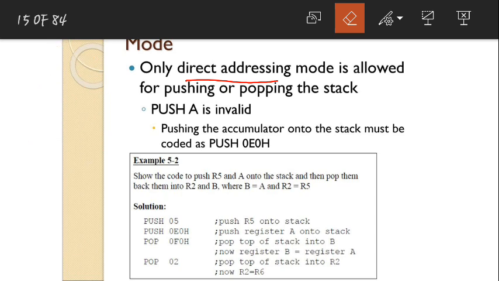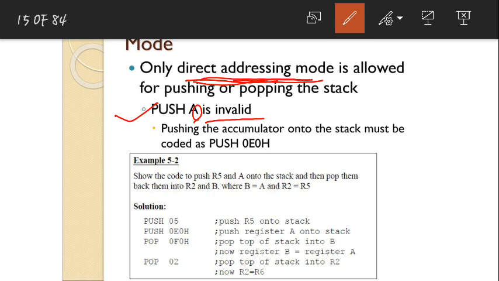See here he has written push A. PUSH is the instruction, and A is an 8-bit register, and he said this is invalid. Why is this invalid? I just mentioned that in the stack pointer register we always use direct addressing mode only. What is direct addressing mode? You can't use the register. Direct addressing mode means you should access it by its address, not by register. If you use the register, that becomes register addressing mode. But he has clearly mentioned here that only direct addressing mode can be used in this stack operation.